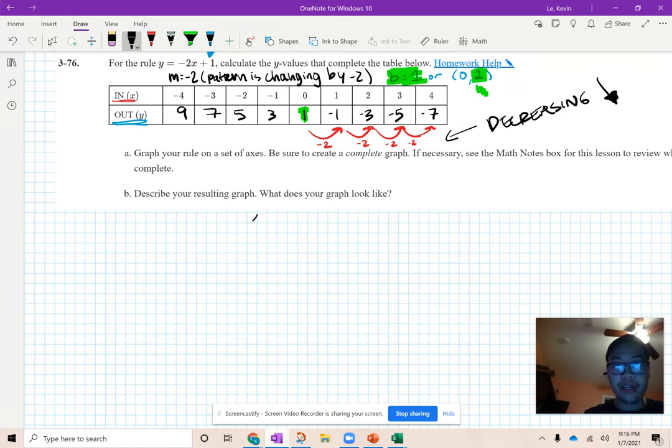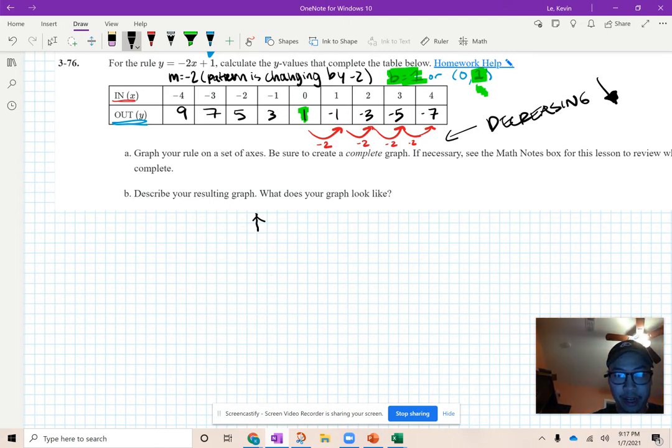A great way to create your graph is usually doing a 10 by 10 in all directions. You can modify it to be like an 8 by 8 in all directions, but you really do it based on your table. You see how my x values only go from 4 to negative 4? So when I create my graph going left to right, it should probably be like 4 to negative 4. And on the other hand, if you look at my y values over here, it goes from 9 to negative 7. So I should probably go up to 10.